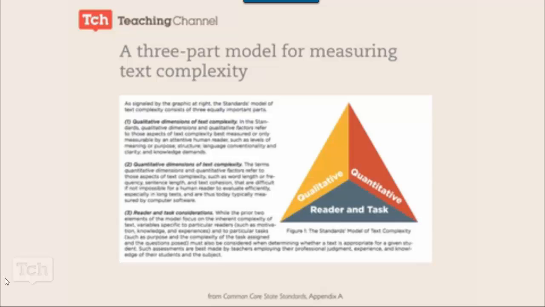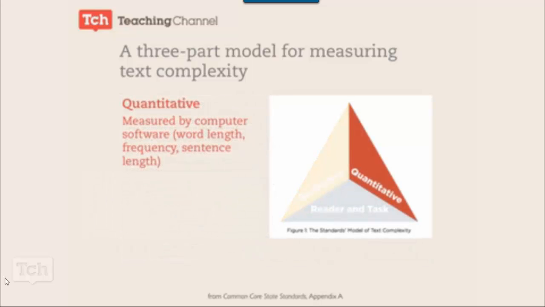So first of all, I want to talk about that quantitative component. And the quantitative component, for me, if I think quantitative and computer, I think about this element as the parts of a text that can be measured by computer software. So this is the word length, the frequency, the sentence length. A lot of you have probably heard about Lexile scores. This is where Lexile scores come from, and this is important because Lexile scores can give us insight into the difficulty of a text, and so it becomes really important.